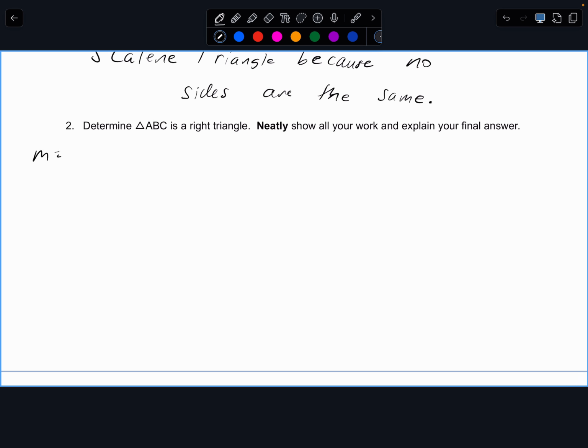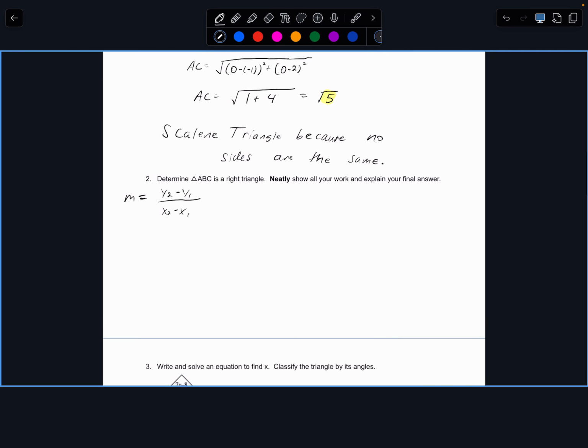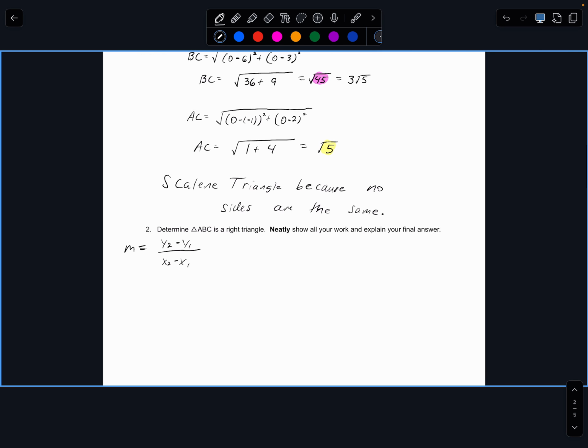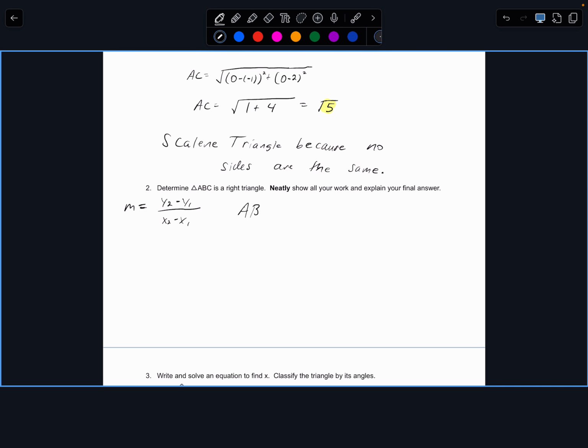Who remembers the slope formula? m equals y2 minus y1 over x2 minus x1. I would recommend doing the y on top. And when I was grading your tests, unfortunately, not all of us did that. All right, so let's find the slope of these 3 segments. I'll just do the same order if you guys are okay with that. I'll start with AB.